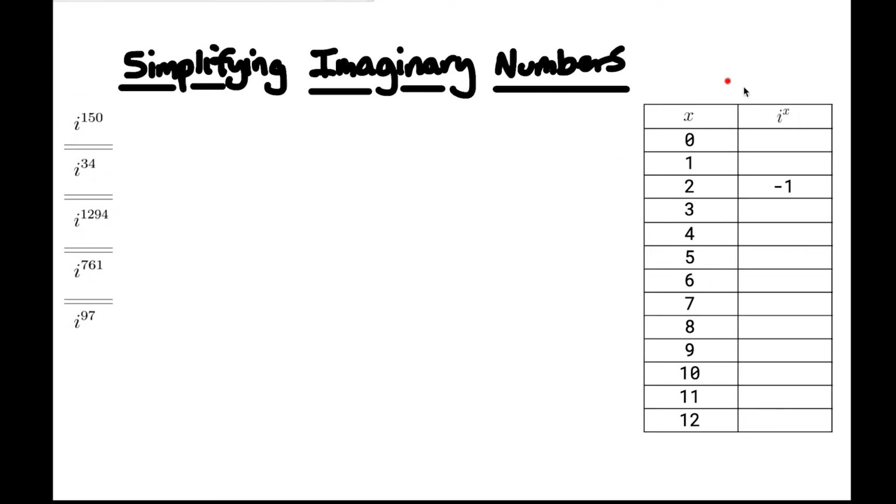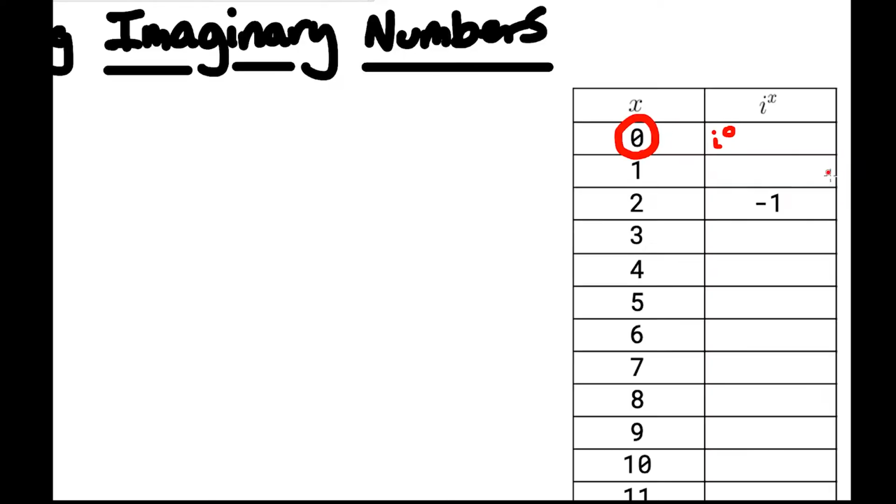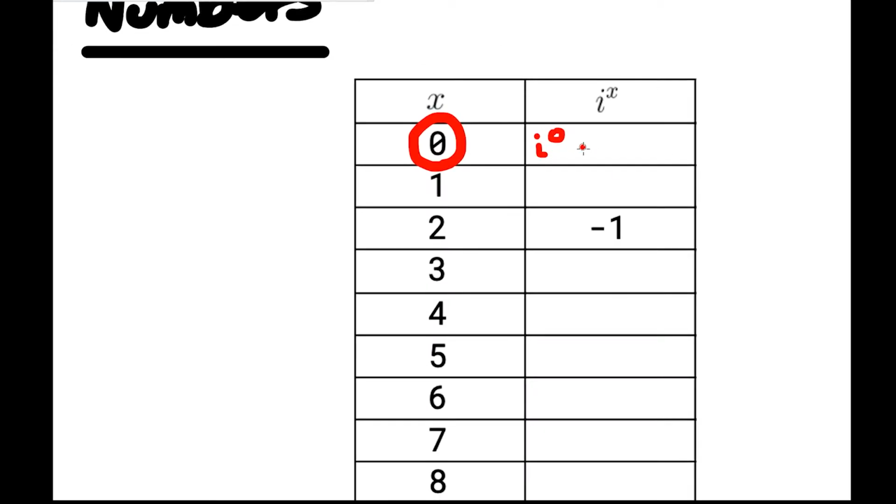So first thing we're going to do is fill out this table right here, and it says x is 0, 1, 2, 3, 4, and so on. And then here we have i to the x. Now this i to the x just means it's going to be whatever the x value is over here, and for this first one it's 0. So this is just going to be i to the 0 power. Well, this is actually not too complicated. Anything to the 0 power is equal to 1. So if you fill that out, that's going to be equal to 1.